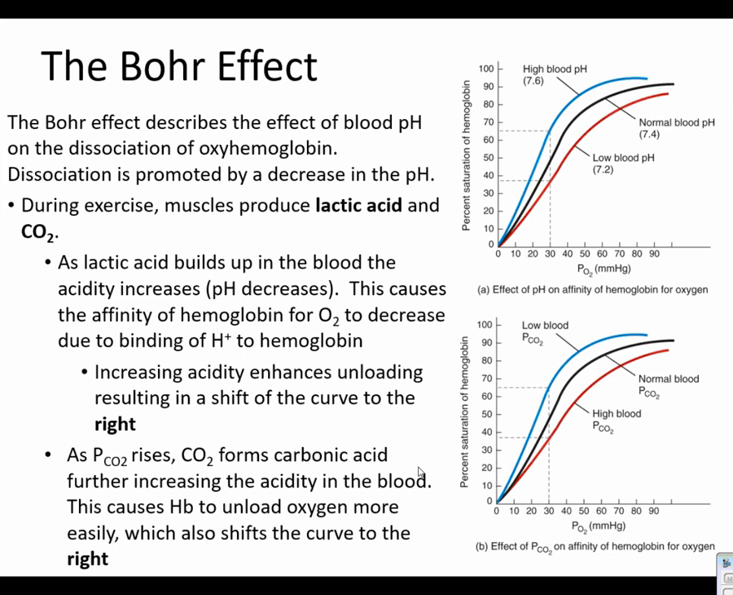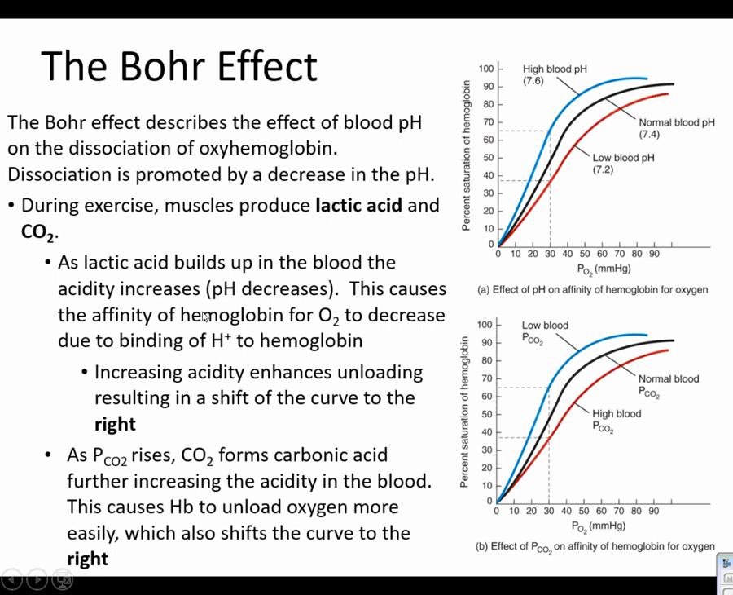So now we get to talk about the Bohr effect and see what things can actually shift the curve. The Bohr effect describes the effect of blood pH on dissociation of oxyhemoglobin. If we decrease pH, it's promoting dissociation, because pH of 7.2 is low compared to 7.4, as we see here in our figure, causes a shift to the right. And the shift to the right can occur like what happens when we exercise, when we produce lactic acid. And if lactic acid builds up in our blood, pH will decrease because of the increase in hydrogen ion.